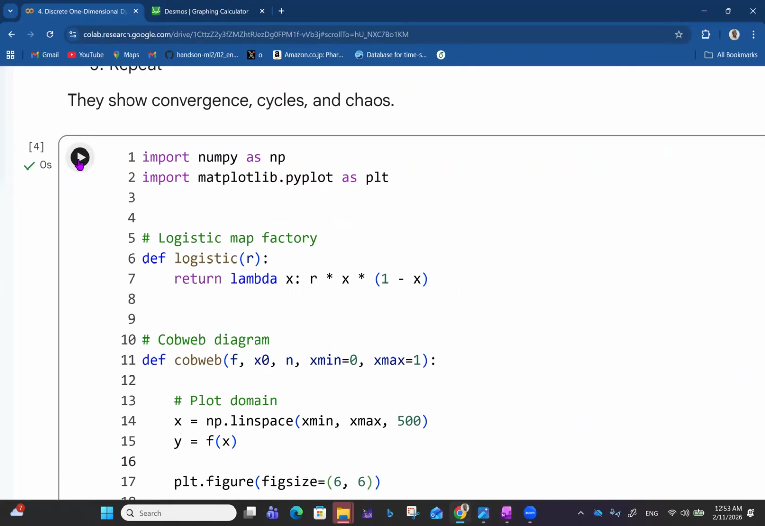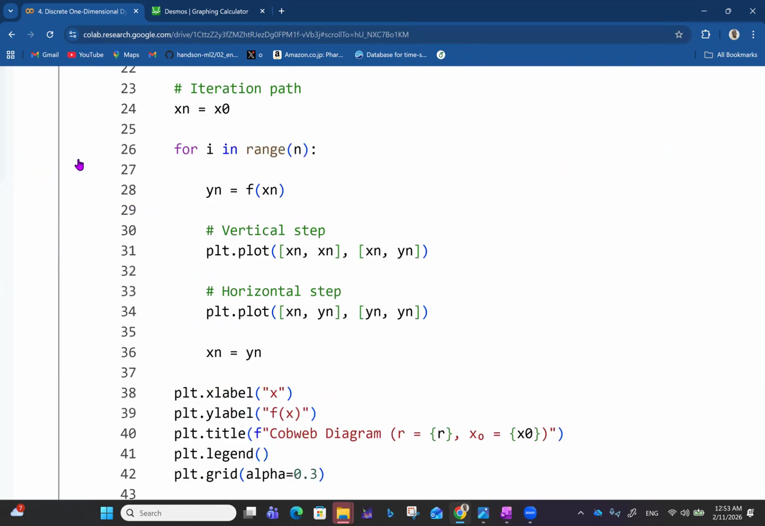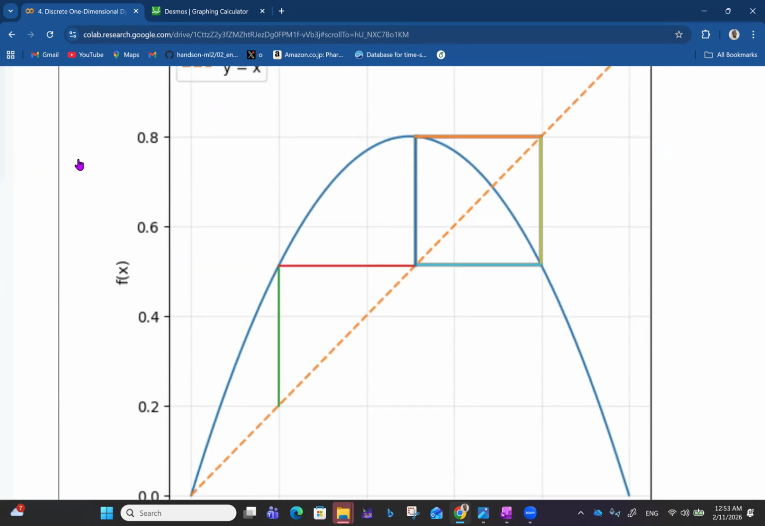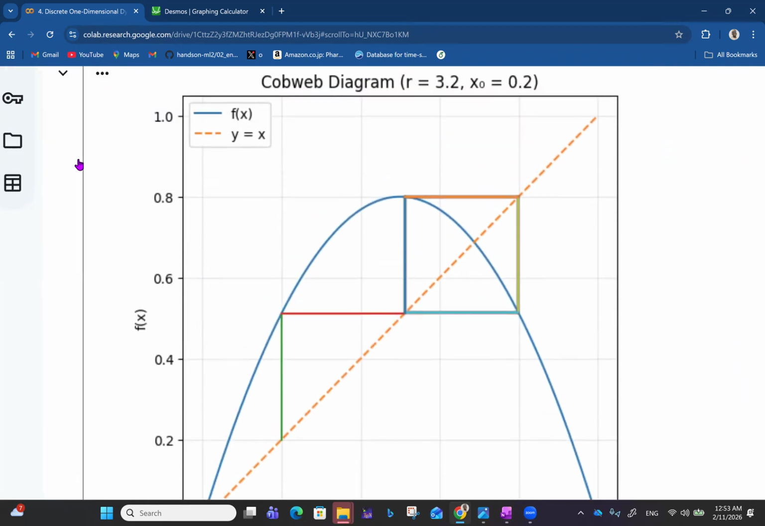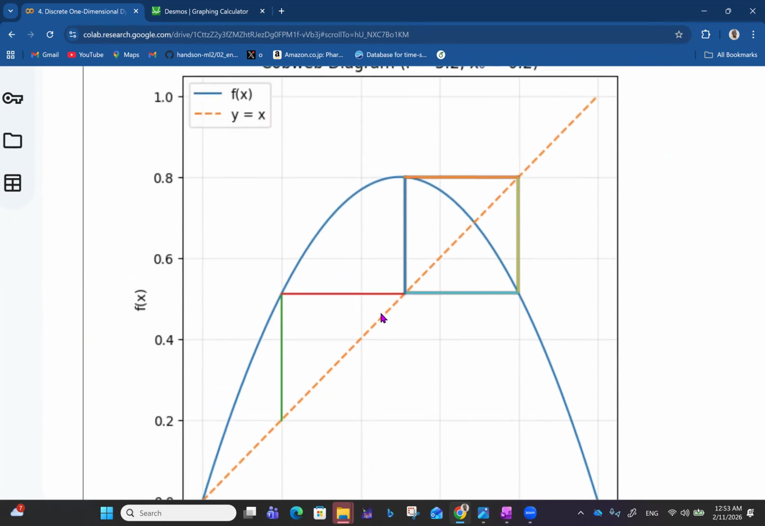So I click on this and the code is run. You can look at the code if you want. In this case, the function f of x is what you have in blue, and y equals x is the orange one. So that's the climbing I told you about. At each step you go next, climb.